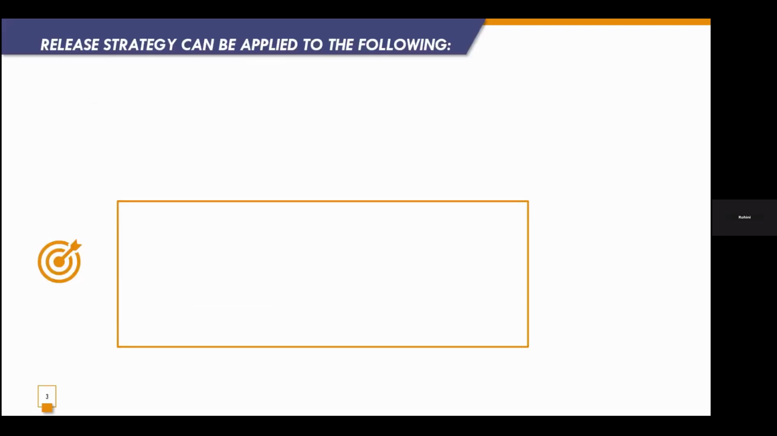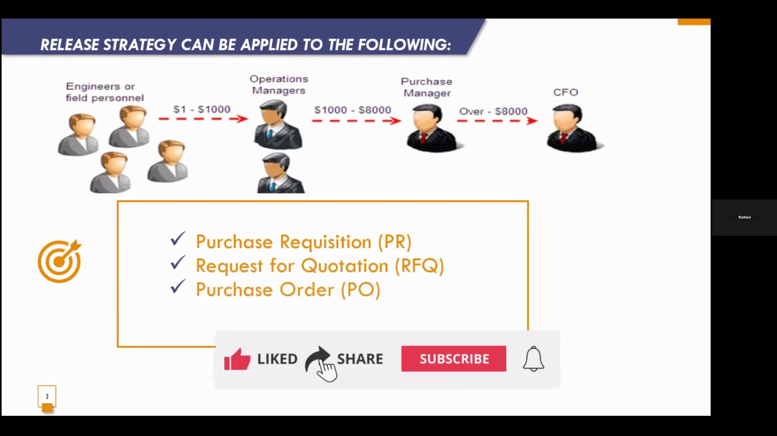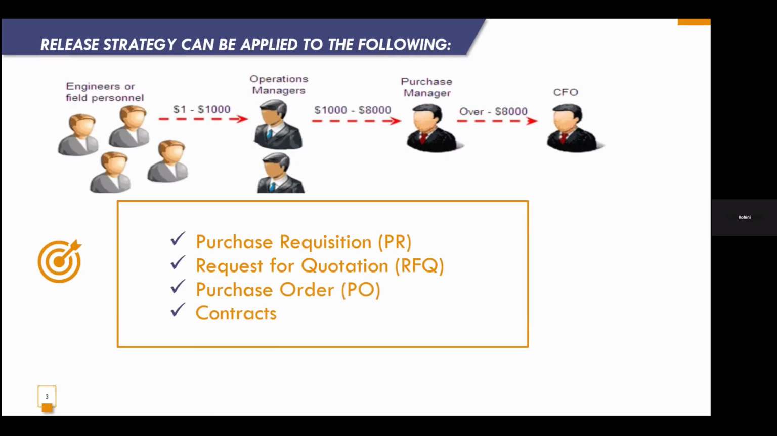Next, the release strategy can be applied to the following documents. First, the purchase requisition, where we release the documents at item level. The next one is the request for quotation. Then the purchase order, where we release the documents at header level. And the next one is contracts. For these documents, release strategies can be applied.